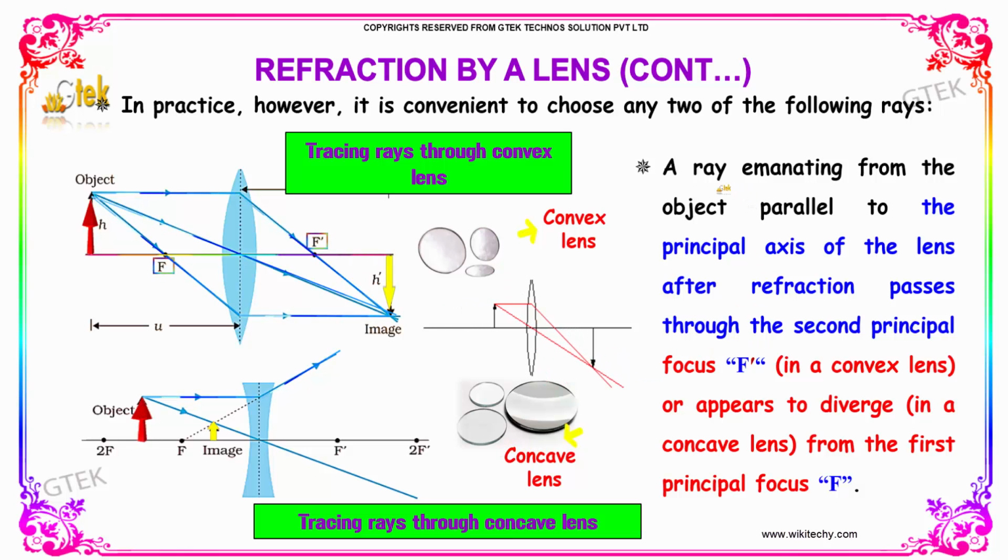A ray emanating from a point on the object, parallel to the principal axis of the lens, after refraction passes through the second principal focus, indicated by F dash, in a convex lens, or appears to diverge, in the case of a concave lens, from the first principal focus indicated as F.